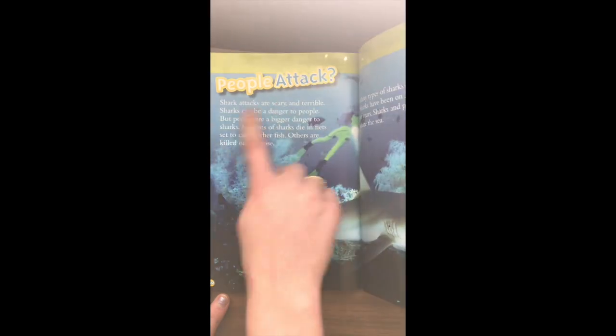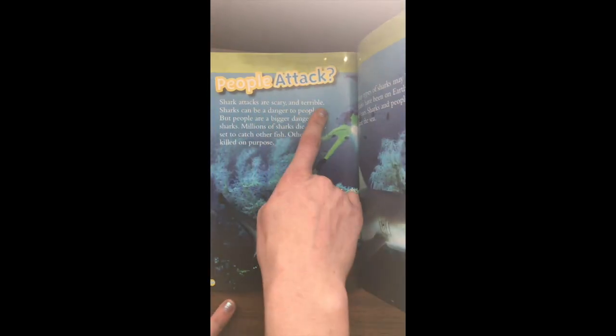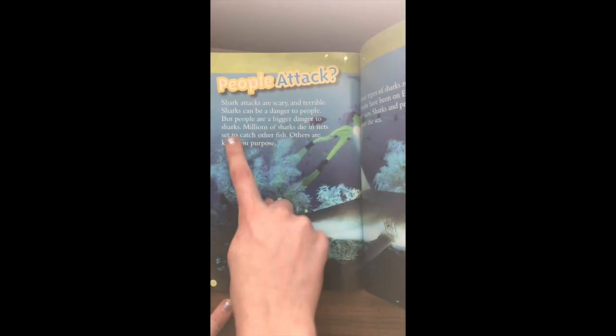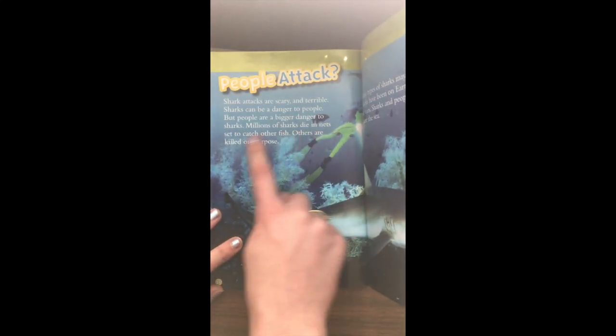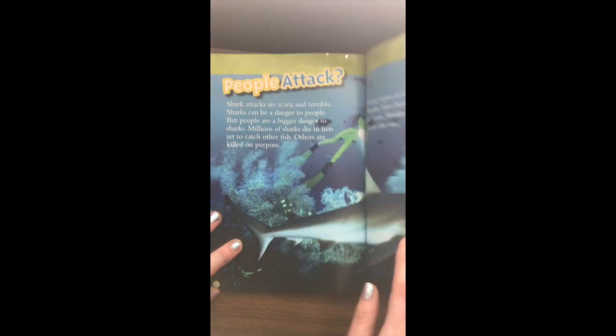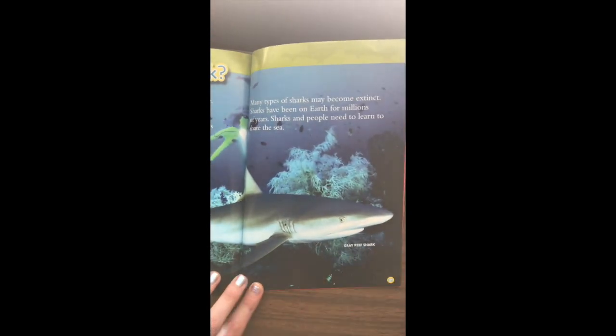Shark attacks are scary and terrible. Sharks can be a danger to people, but people are a bigger danger to sharks. Millions of sharks die in nets set to catch other fish. Others are killed on purpose. That's so sad. That's a gray reef shark.